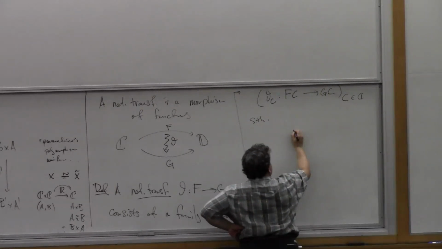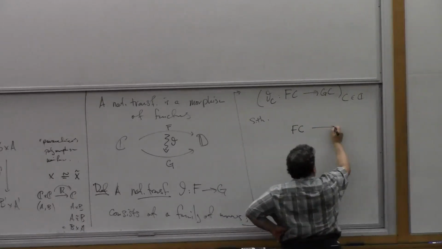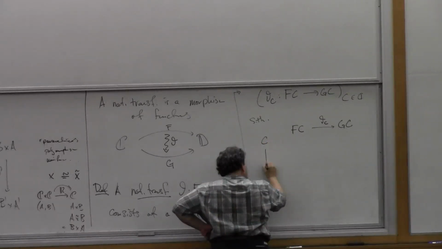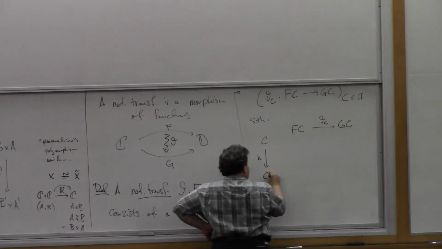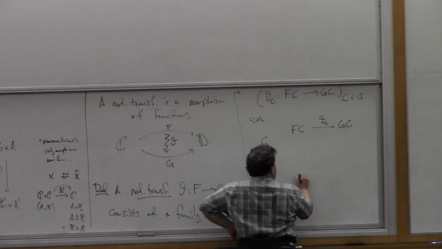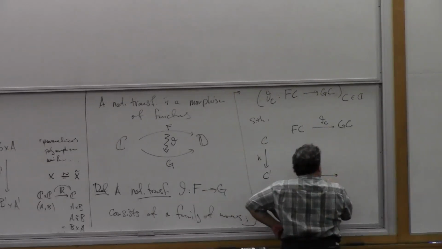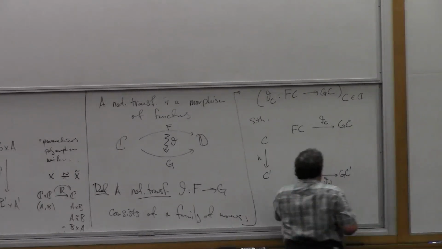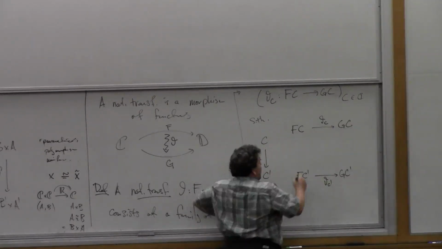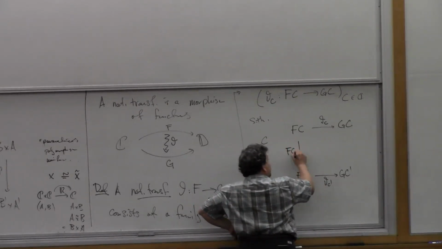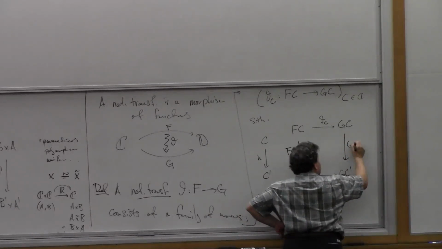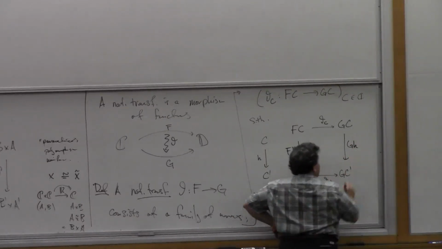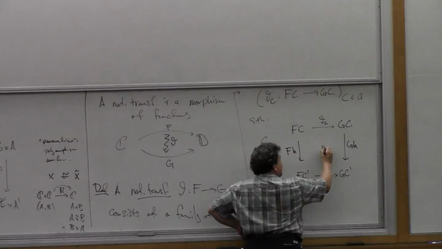so let's look here. I take F of C, I take theta at C, here's G of C, and now let's suppose for any arrow H from C to C prime over in C, I also have here F of C prime, theta of C prime, because I've got one of these thetas for every object in C. And then here's the action of the functor F, F of H. Here's the action of the functor G on H, and I want this diagram to commute.